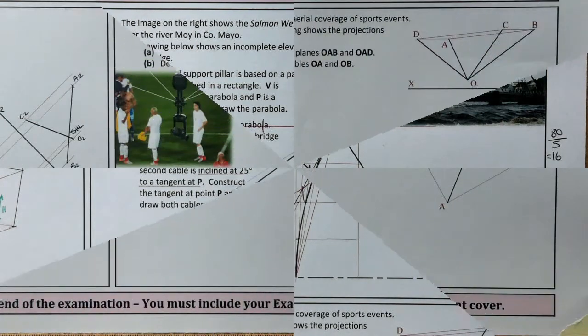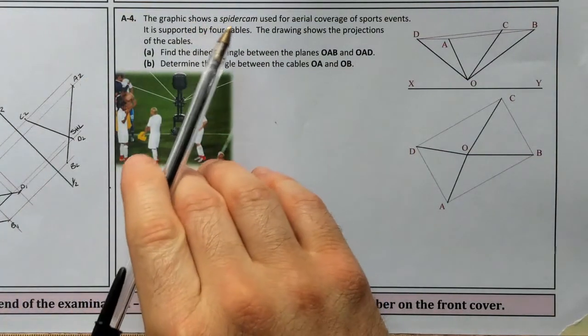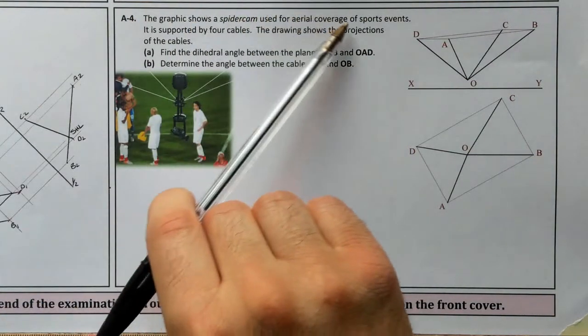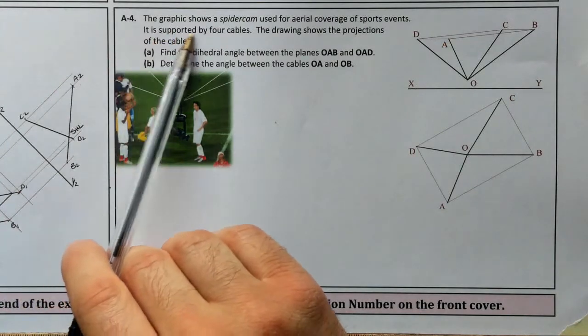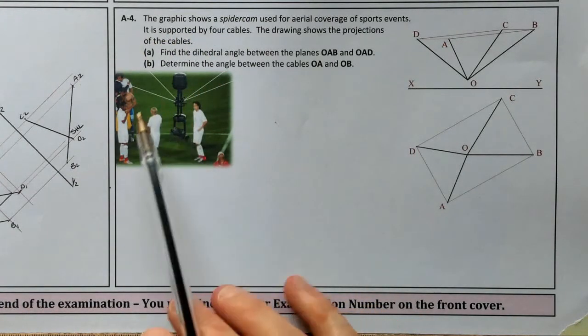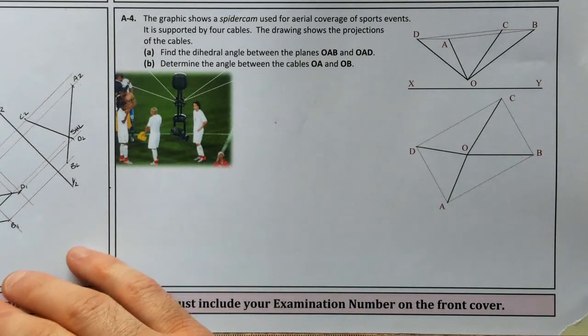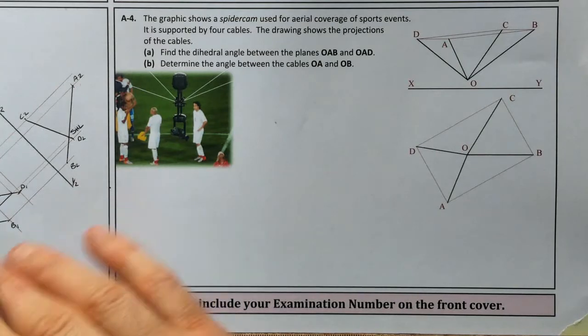Okay. So the last question on this page, guys, it says question A4, the graphic shows a spider cam used for aerial coverage of sports events. It is supported by 4 cables. So you see in these cameras, they're often above major sporting events, soccer matches, rugby matches, things like that, just to give people a different view on TV.